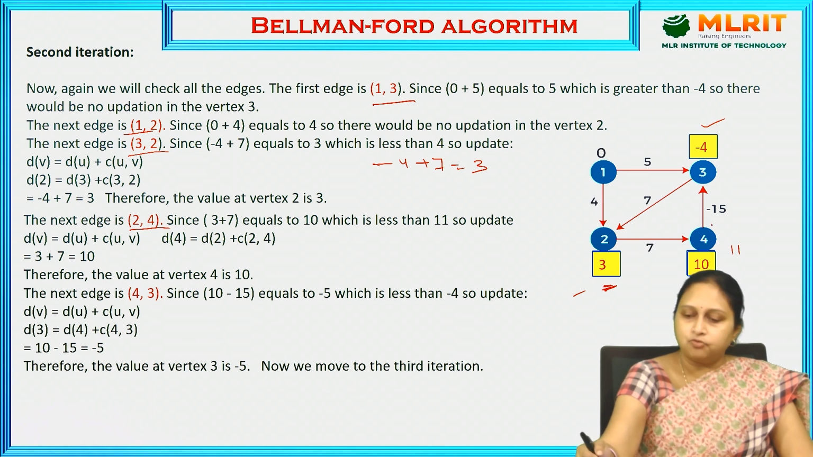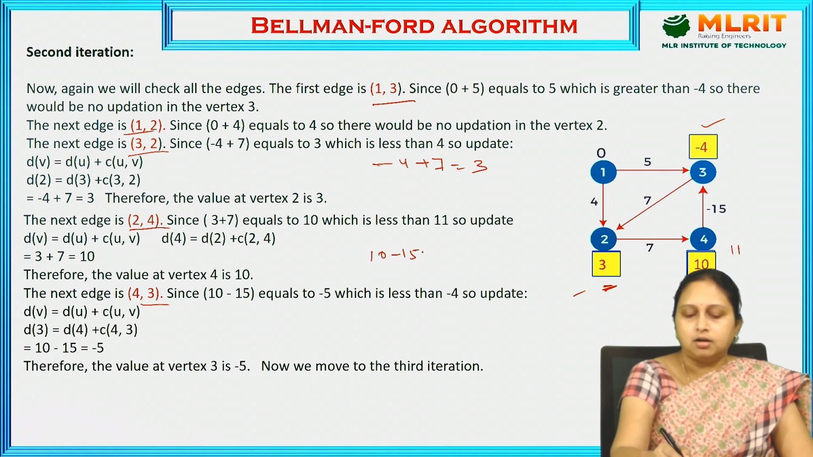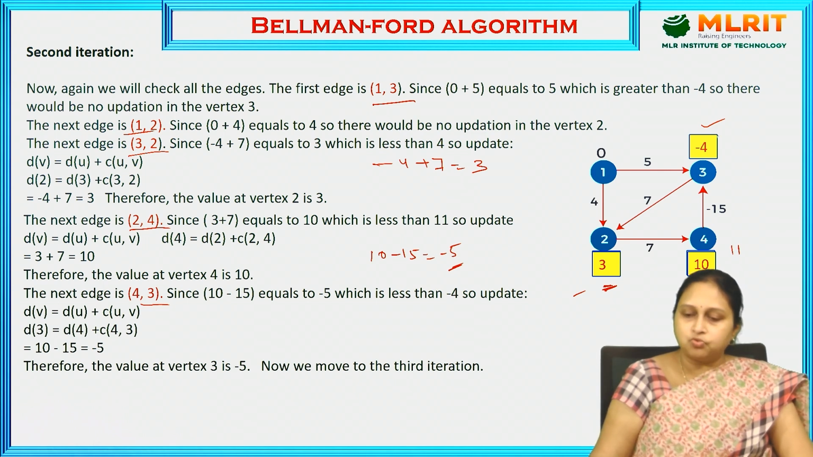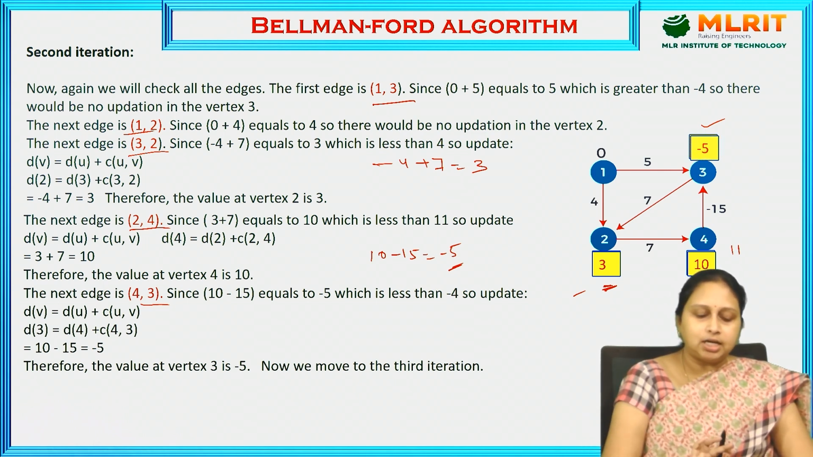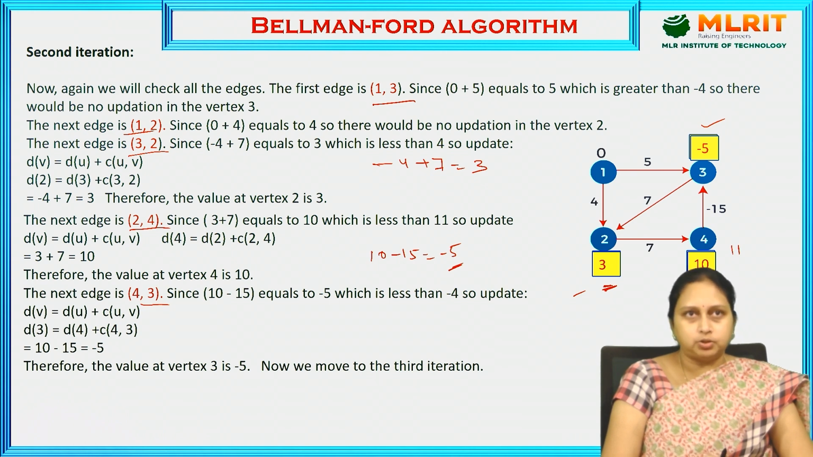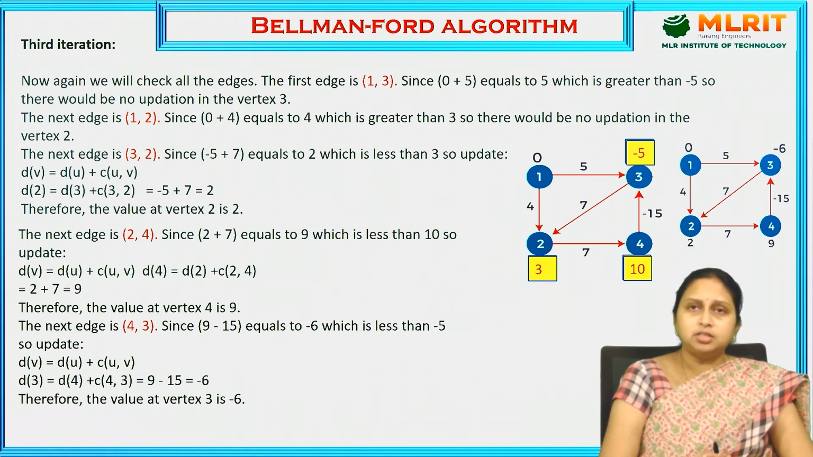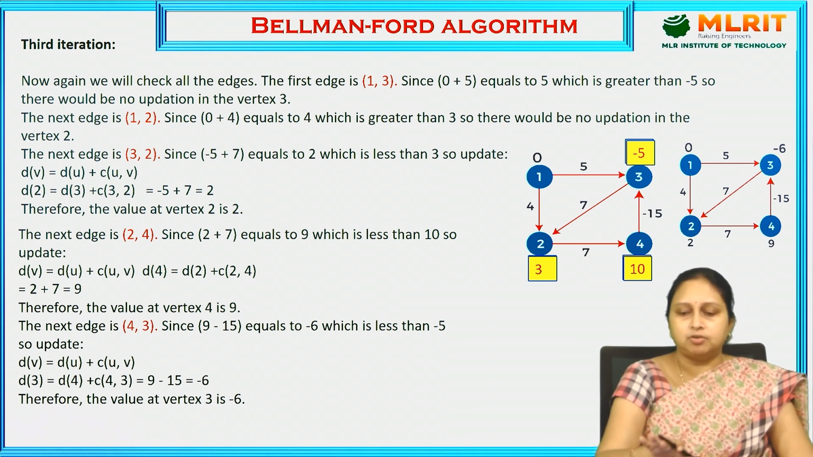Next, we have 4 to 3. You have 10 minus 15, which is minus 5. Minus 5 is lesser than minus 4, so I need to replace minus 4 with minus 5. Okay. After the second iteration, these are the values I am going to get. Now, come to the third iteration. This is my second iteration values.